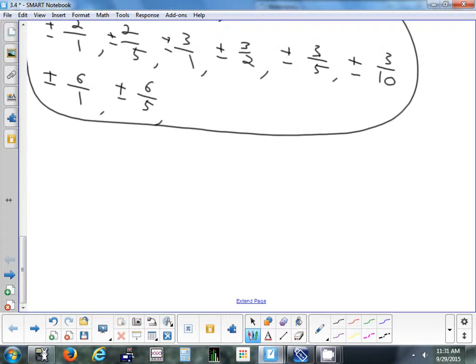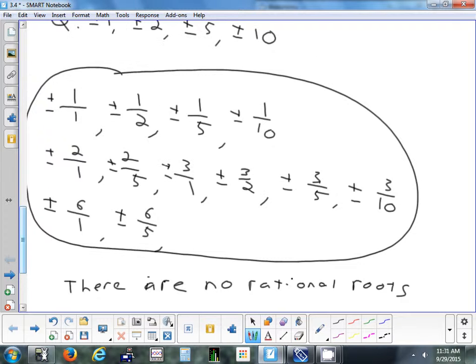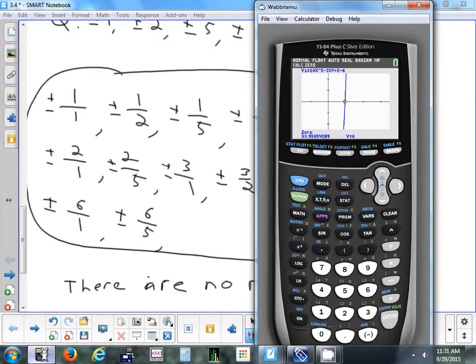So would it be irrational? That's actually going to be my next example. We'll talk about that. What we just did is we basically showed there are no rational roots, because if there were, it would have to be one of these. I don't see that one on the graph.